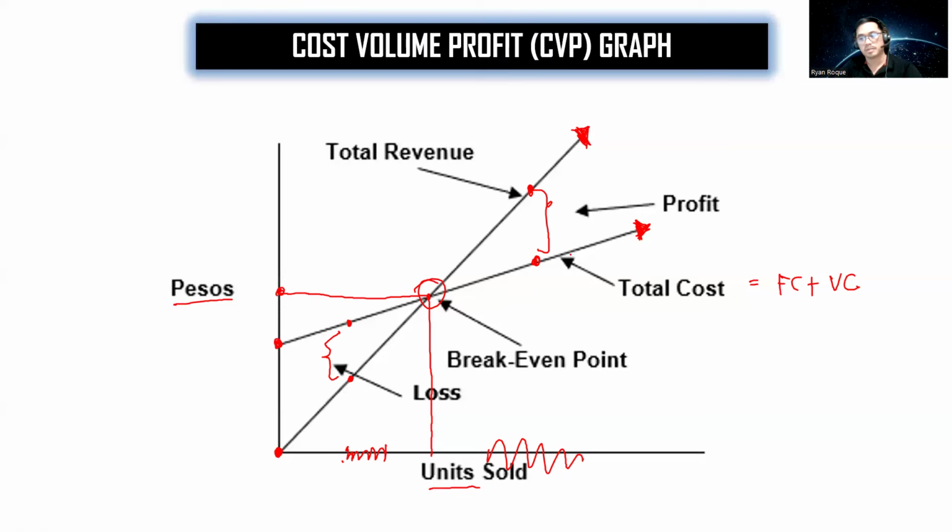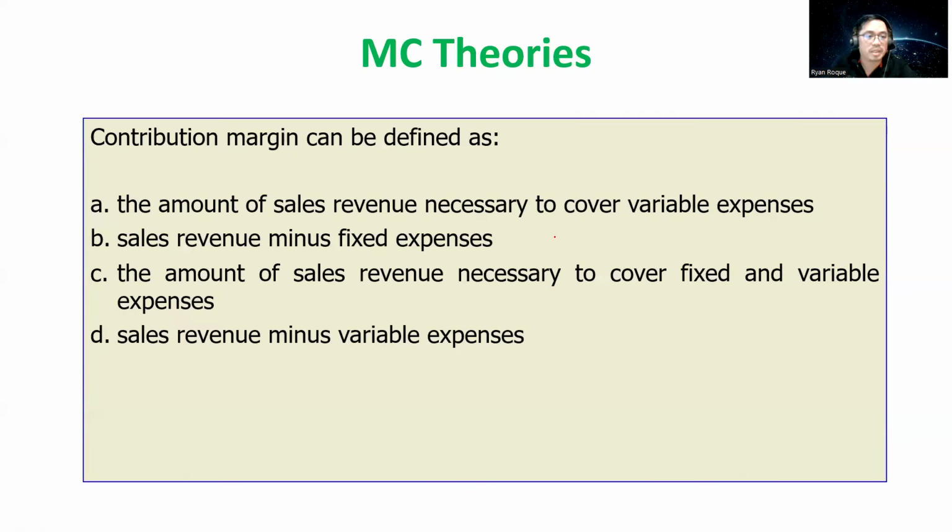Okay, so let's have some theories. The first one: contribution margin can be defined as, let's read. A, the amount of sales revenue necessary to cover variable expenses. Or B, sales revenue minus expenses. Or C, the amount of sales revenue necessary to cover fixed and variable expenses. Or D, sales revenue minus the variable expenses.